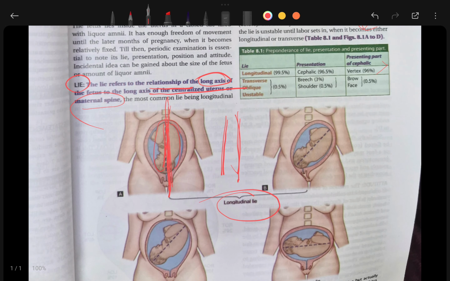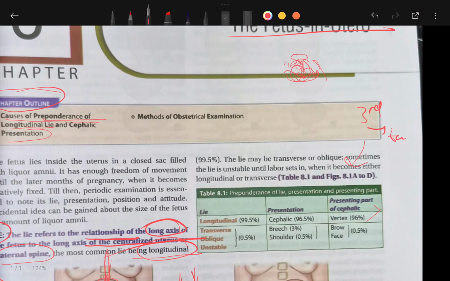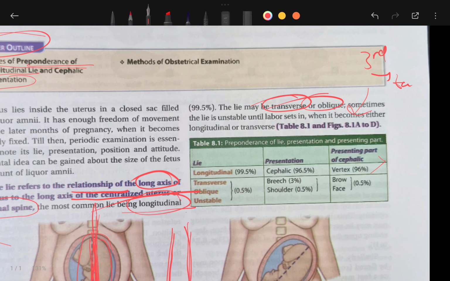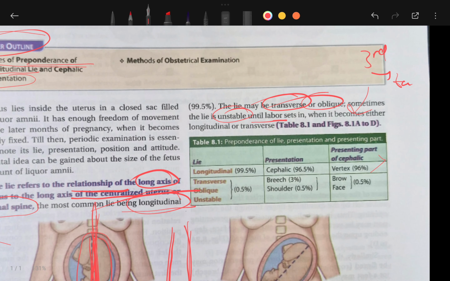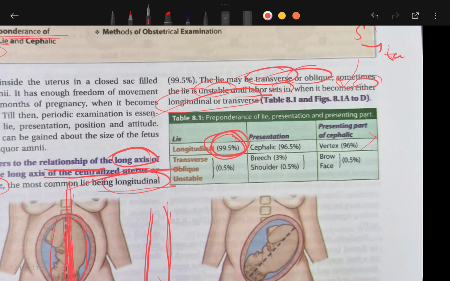This is a longitudinal lie. The most common lie is the longitudinal lie. The lie may be transverse or oblique. Sometimes the lie is unstable until labor sets in, when it becomes either longitudinal or transverse. In 99.5% of cases you see a longitudinal lie.